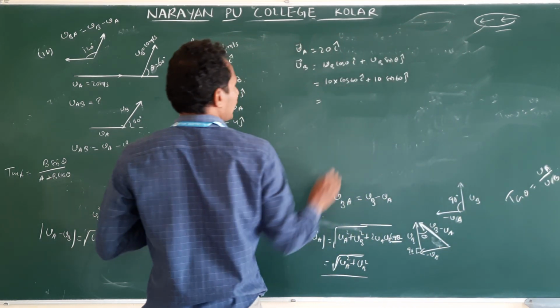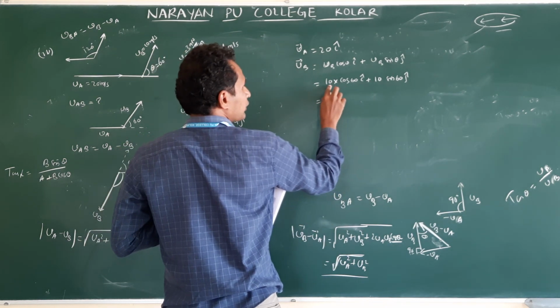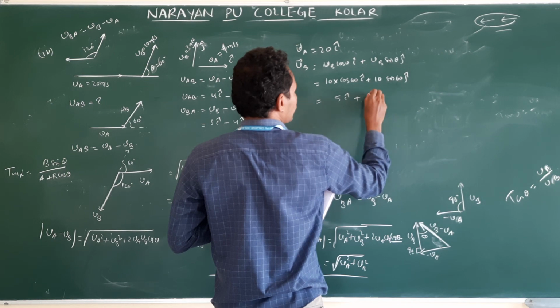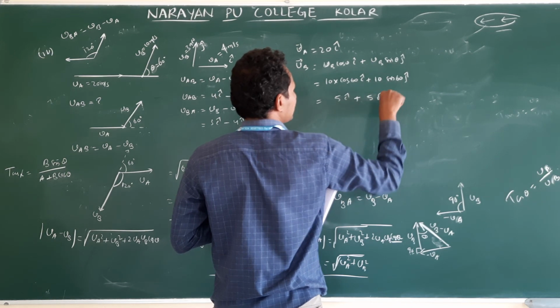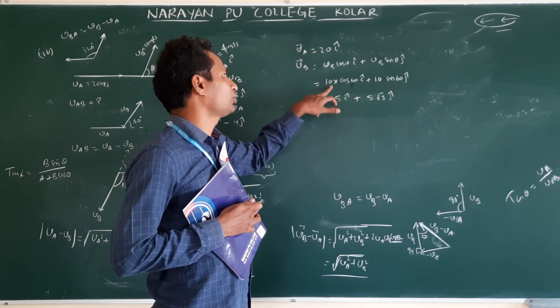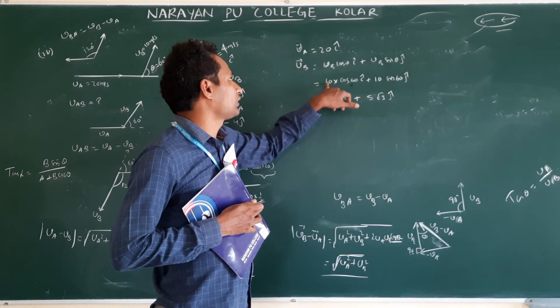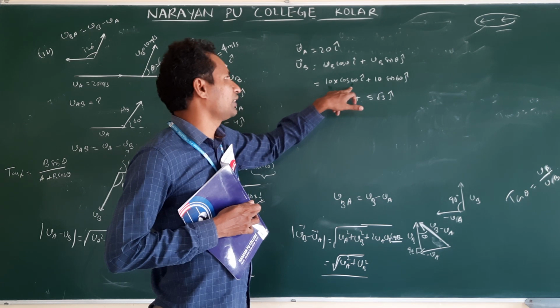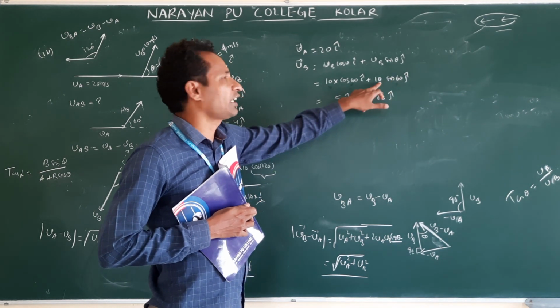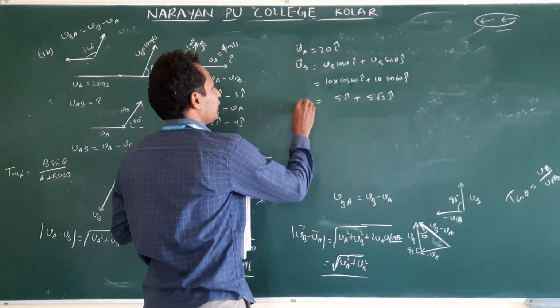Then cos 60 is 1 by 2. So 1 by 2 into 10, 5 i cap. Sin 60 is root 3 by 2, so 5 root 3 j cap. Understand? Cos 60 is 1 by 2, so 10 and 1 by 2, 2 fives cancel. Here root 3 by 2, again 5 times cancel. So this is the VB vector.